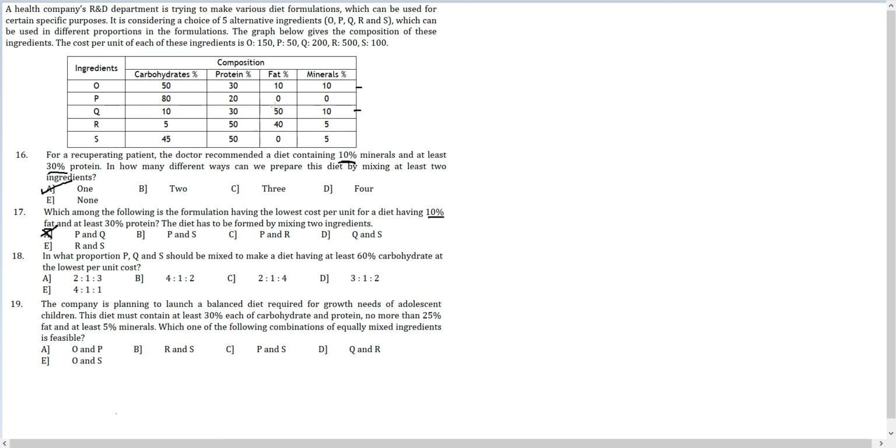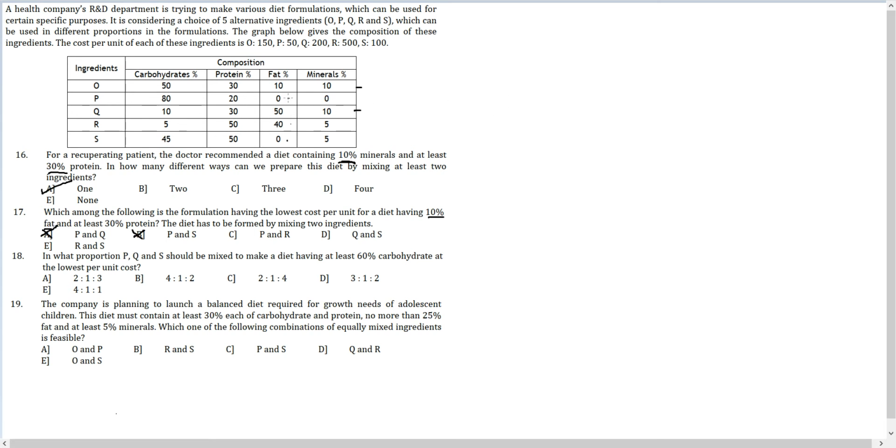Let's look at P and S. Fat would be 0 here and 0 here. So fat can never be 10%. So this is also cancelled. Let's look at P and R. This is 0 here. This is 40 here. Okay. So I can get 10 here. I have 20 here and 50 here. Okay. For 10% fat, I would need 3.